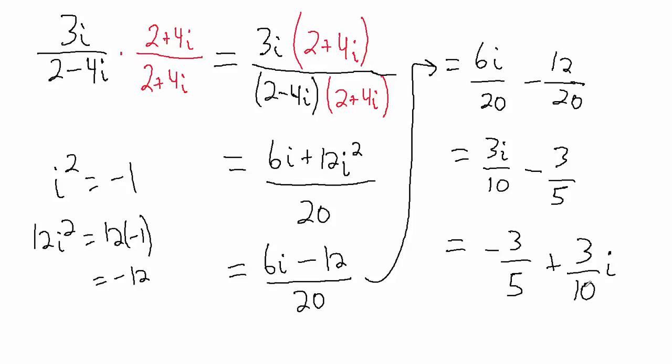So just to be careful and thorough, we want to put that exactly in standard form, real part plus the imaginary part times i. Okay, so if we do 3i divided by the quantity 2 minus 4i, then our result is going to be negative 3/5 plus 3/10 times i. And that's another example of dividing by complex numbers.